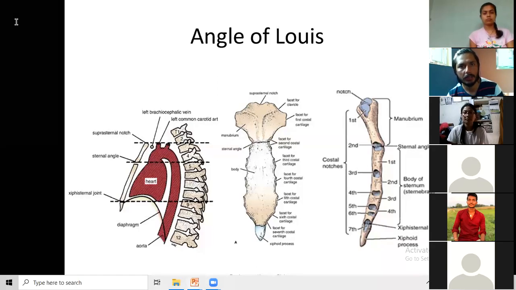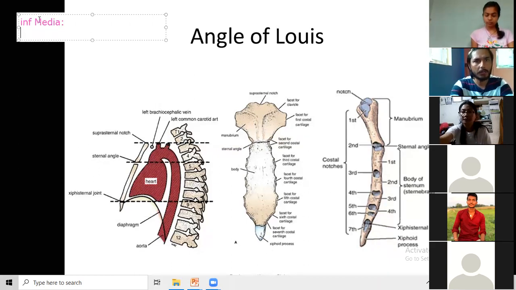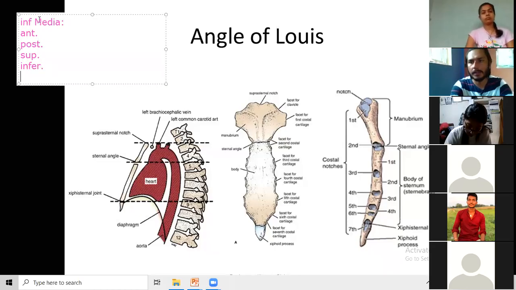I'll type here, then it will be easy for you. I'll write in shortcut: inferior mediastinum. So, anterior boundary, posterior boundary, superior boundary, inferior boundary, and boundary on either side, on each side.